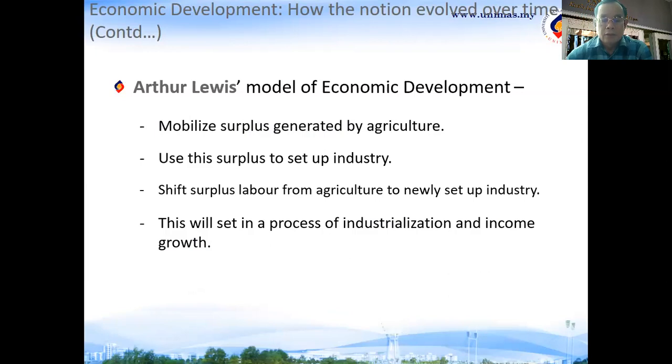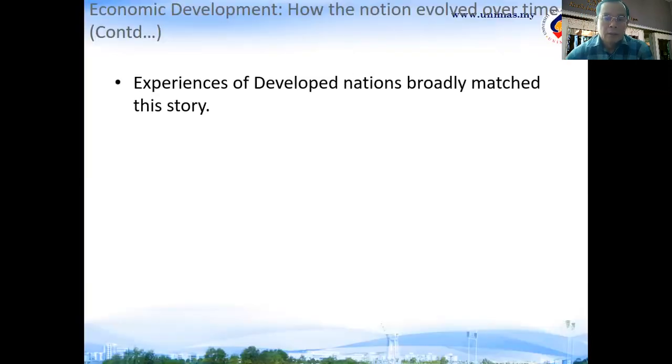Right. So the result, according to Lewis' theory, is an increase in the income or the GDP of the country as the country is shifting from the agriculture sector to the industrial sector. And most of the experiences of the already developed nations mostly or broadly match this story, the story of the change from the agriculture sector to the industrial sector. So the success of these countries has been through the process of industrialization and mobilization of the surplus labor from the rural and agricultural sector.